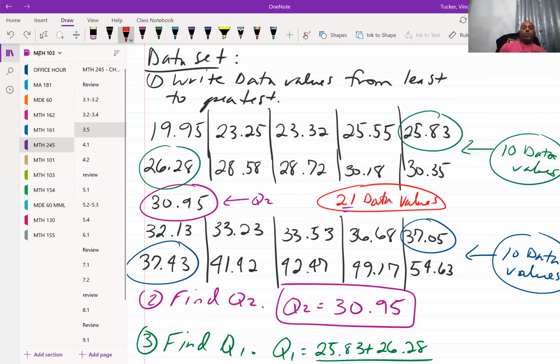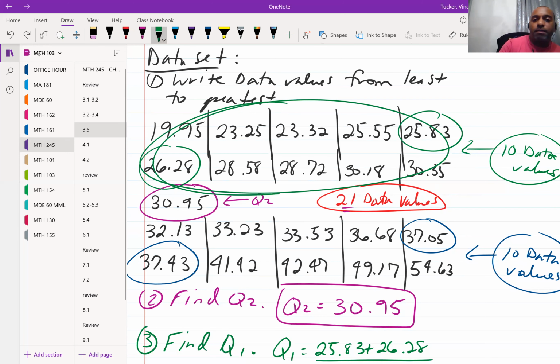All right. So next we want to find Q1. Now Q2 is the middle value of the whole data set. Q1 is going to be the middle value, or the median, of your first half of data. So we're just looking at this first half of data.